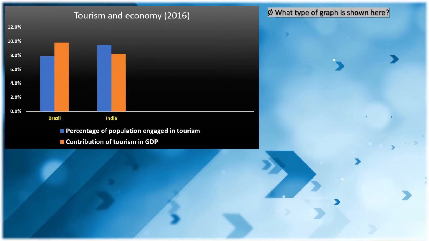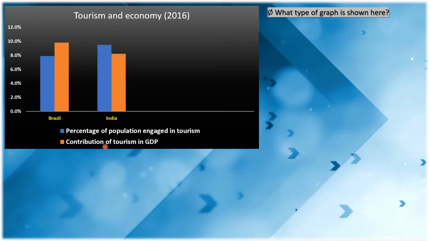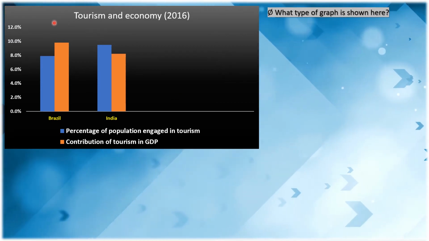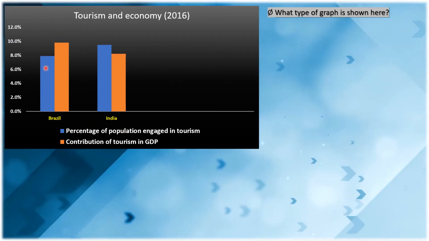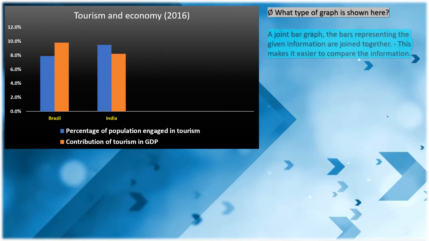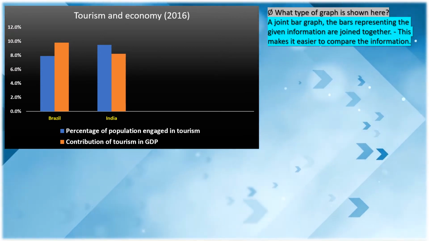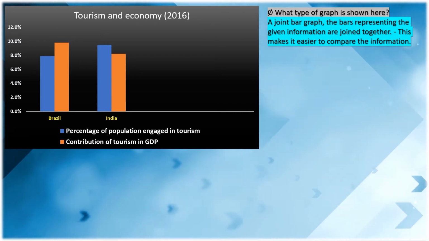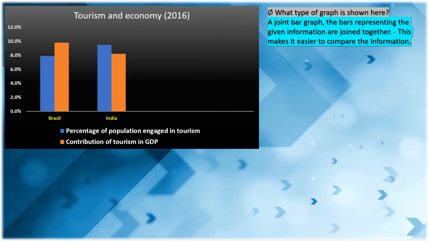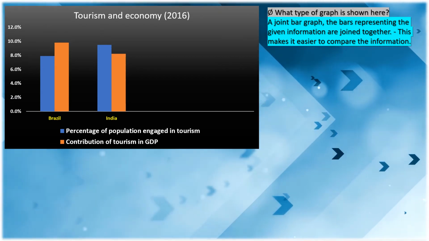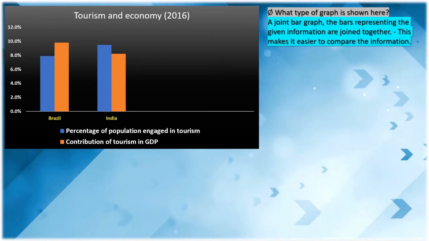The orange bar represents the contribution of tourism in GDP. So let's answer the questions based on this graph. Now, what type of graph is shown here? The graph shown here is a joint bar graph. The bars representing the given information are joined together and it makes it easier to compare the information.